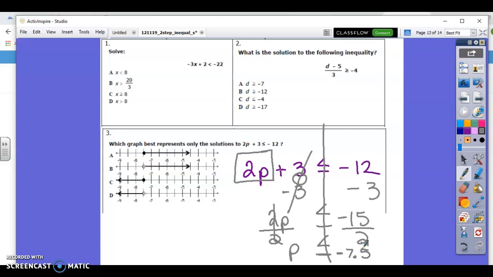The one thing that I do know is I have the line here. It says or equal to. So I know my dot has to be colored in. So it cannot be B and it cannot be D. And since it says p is less than, I know less than means go to the left. So the answer is going to have to be C, because this graph is going to the right, which would mean greater than.